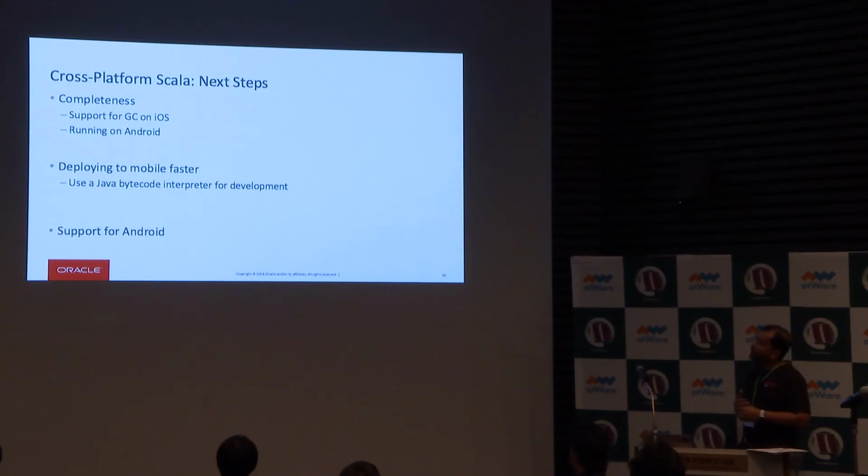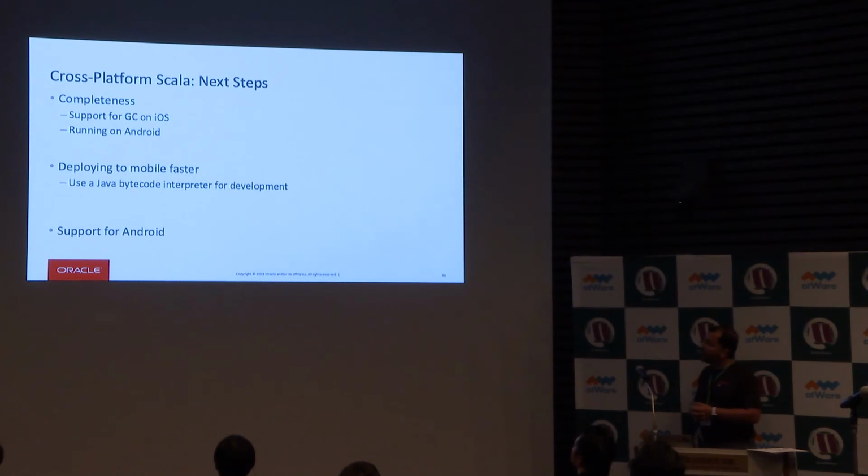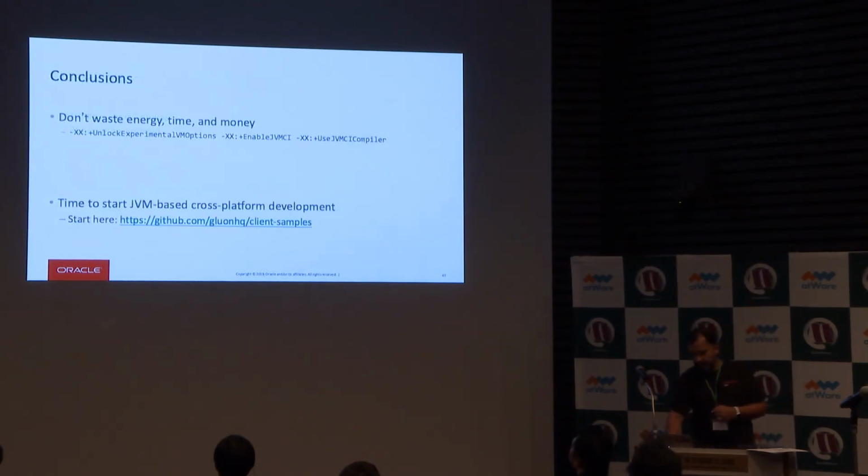So cross compilation, next step. So this is part of what we're going to be thinking of doing next. So of course Android will be down the stream. We talked about iOS, support for GC on iOS also, and deploying the mobile faster from the Java bytecode, an interpreter for development and so forth, right? So that's an important piece that we're looking at.